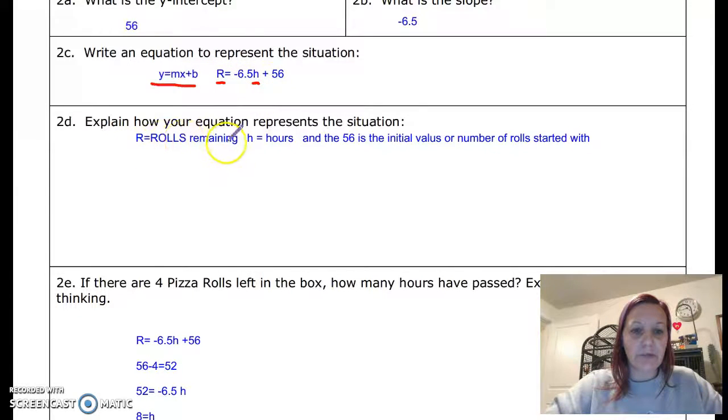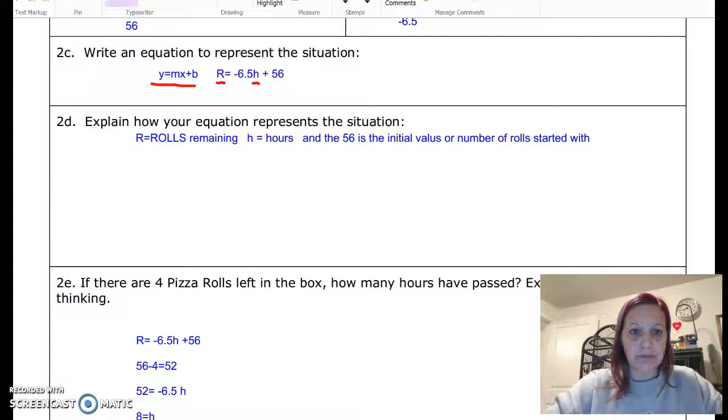So R equals rolls remaining. H is the hours, should probably write spent eating, hours eating, or hours gone by. And then 56 is the initial value, or the number of rolls that they started with.